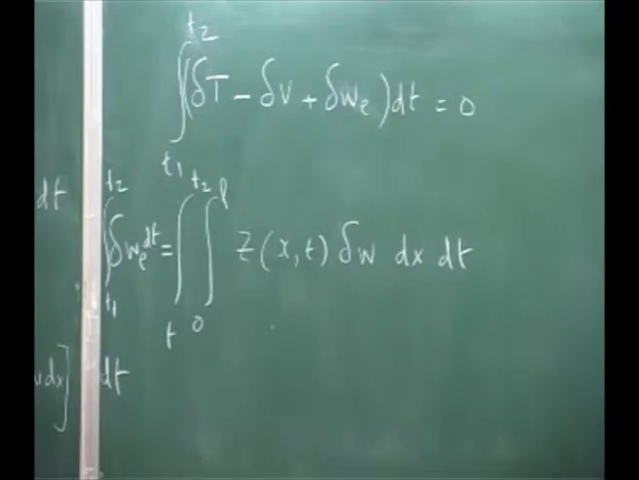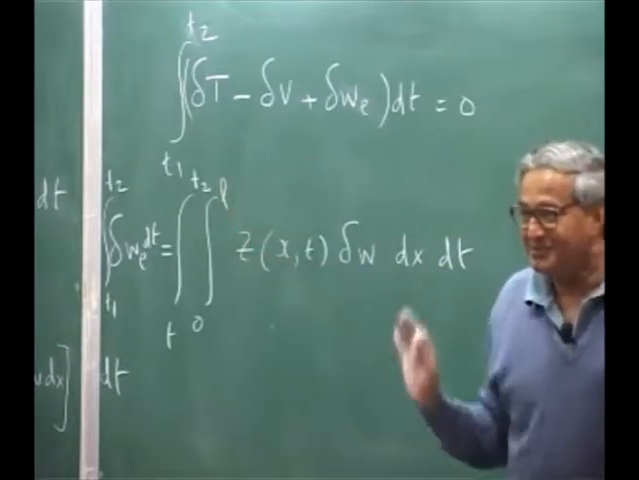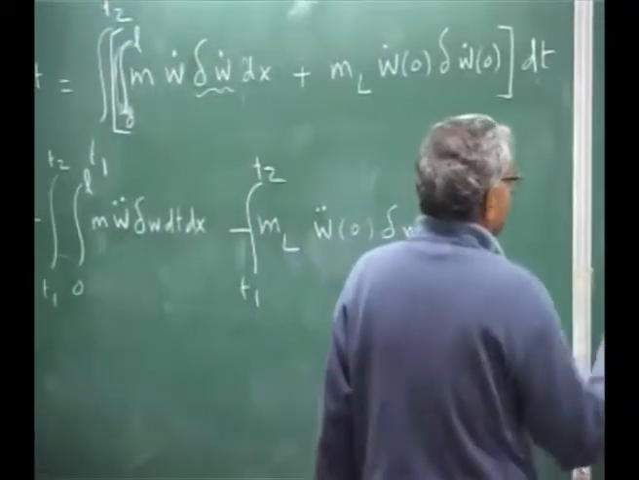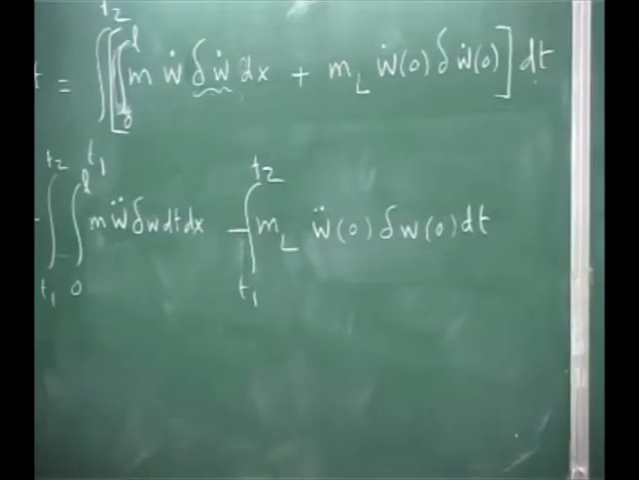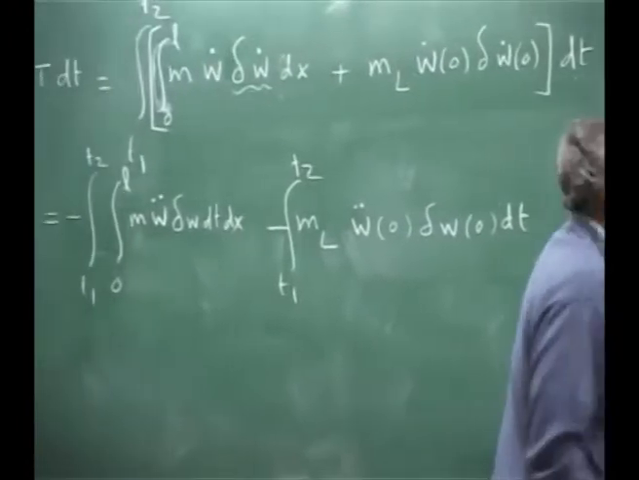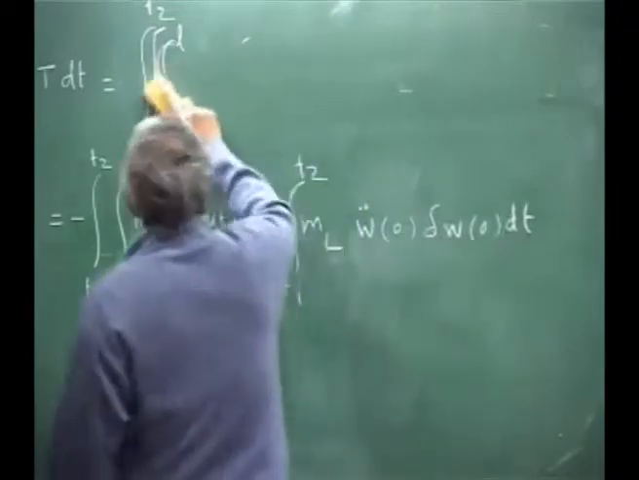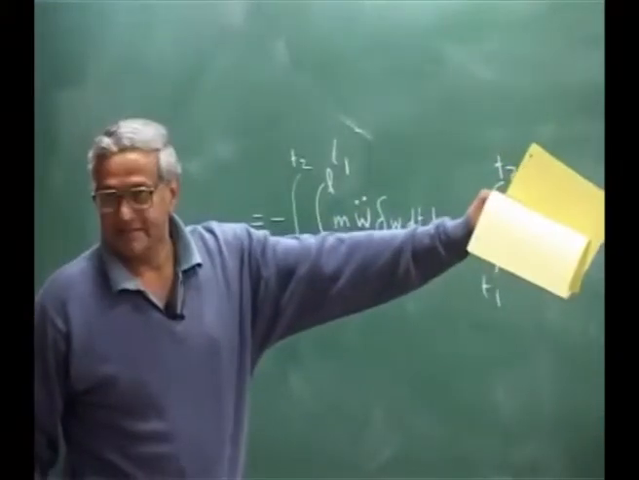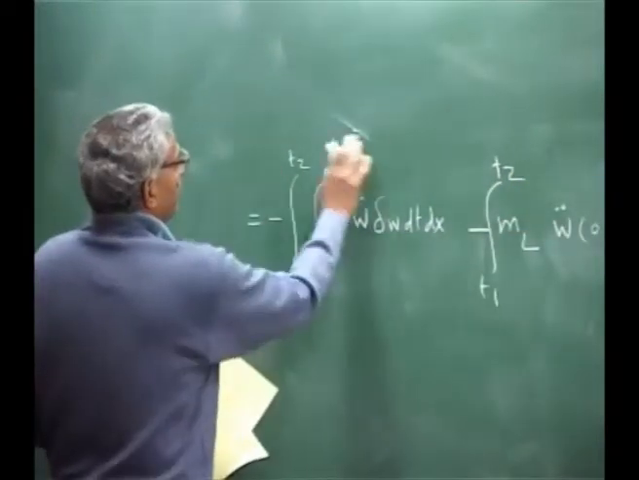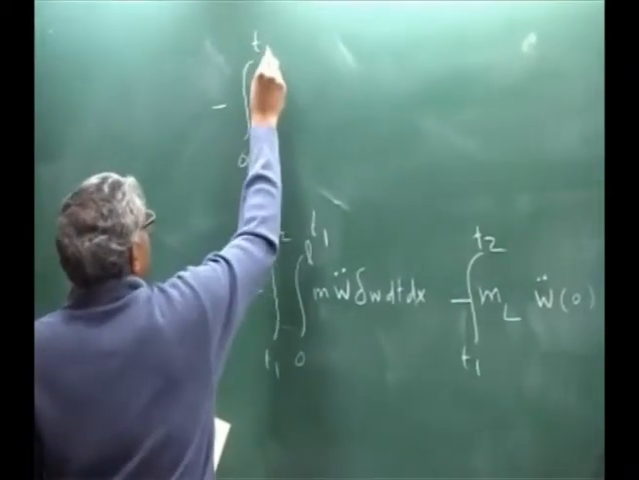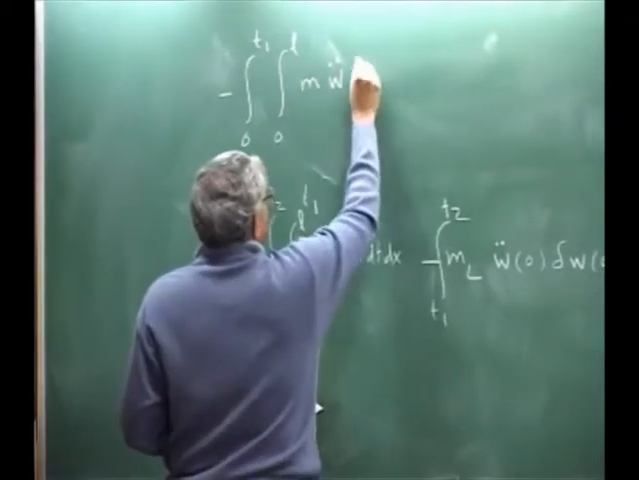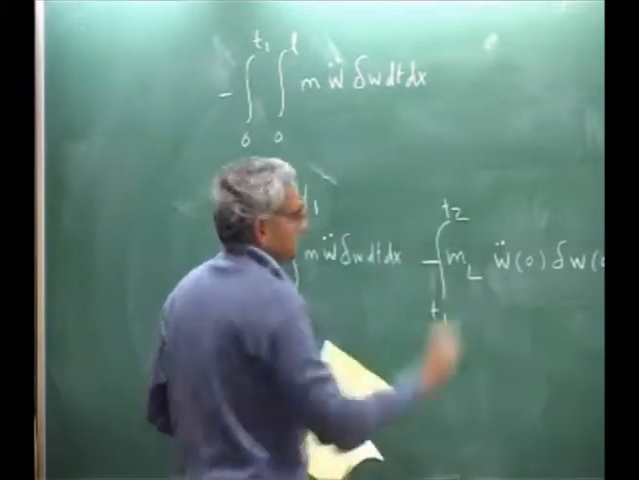This is this expression. Okay. Now what you have to do is, you have to combine all the terms, and when you combine, I will write the full expression so that it becomes clear. So what is my first, maybe I will start from here, that way it is easy for you to write it. Please understand, I have to start from delta T dt. That term is minus integral 0 to T1, integral 0 to L, m w double dot delta W. Okay, this is the one.